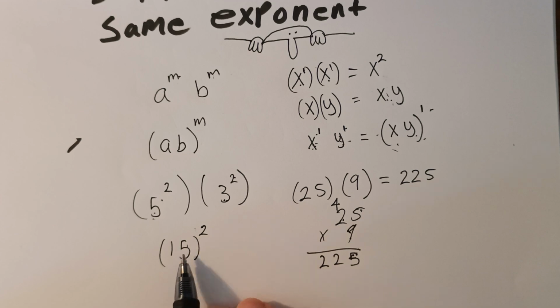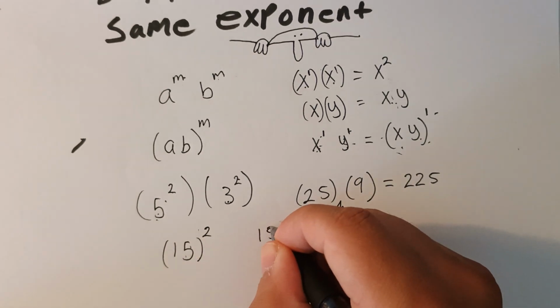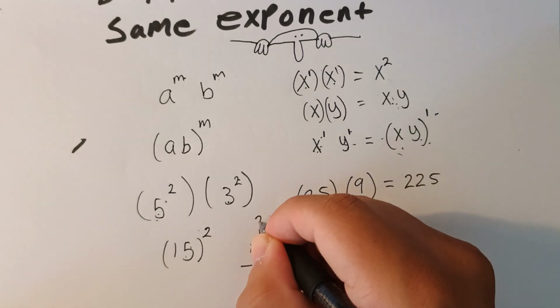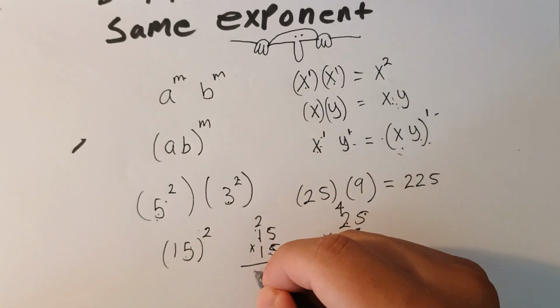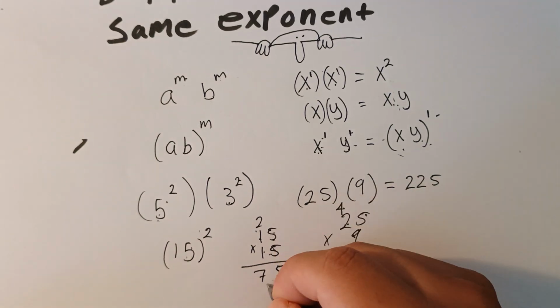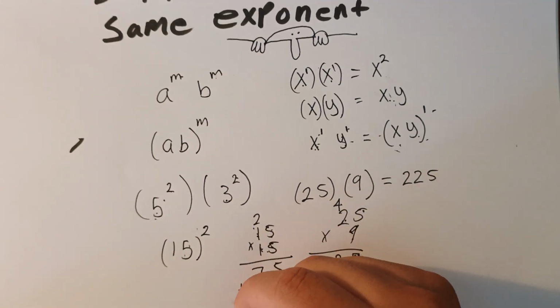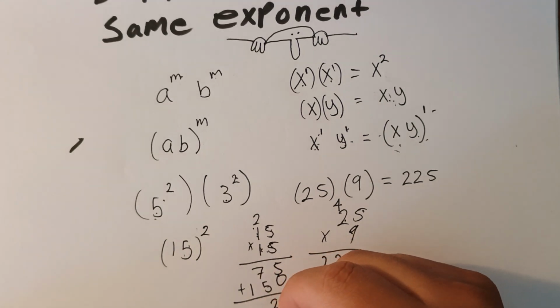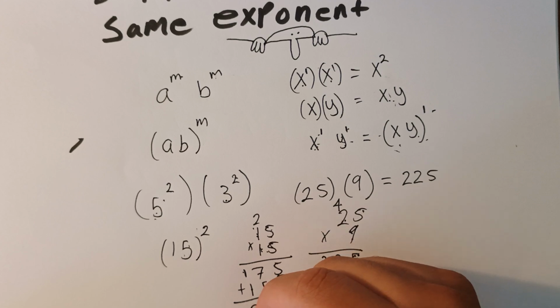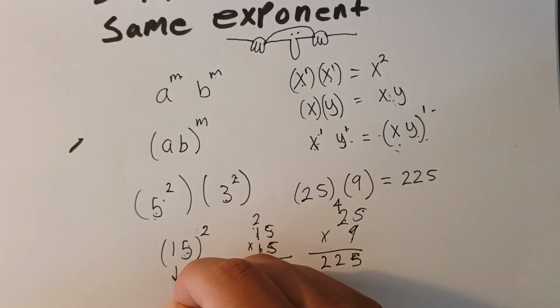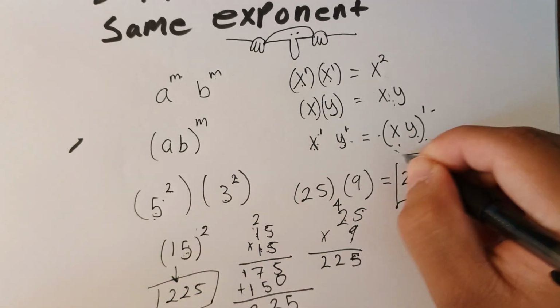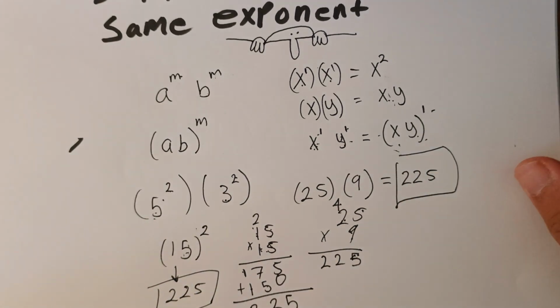And now I'm going to do this one over here. So it'd be 15 times 15. This is a 5, 2, a 5, 7, 0, 5, 1. Add it all up together, we're going to get 5. 7 plus 5 is 12. 1 plus 1 is that. So this is equal to 225. That's the same answer right here.